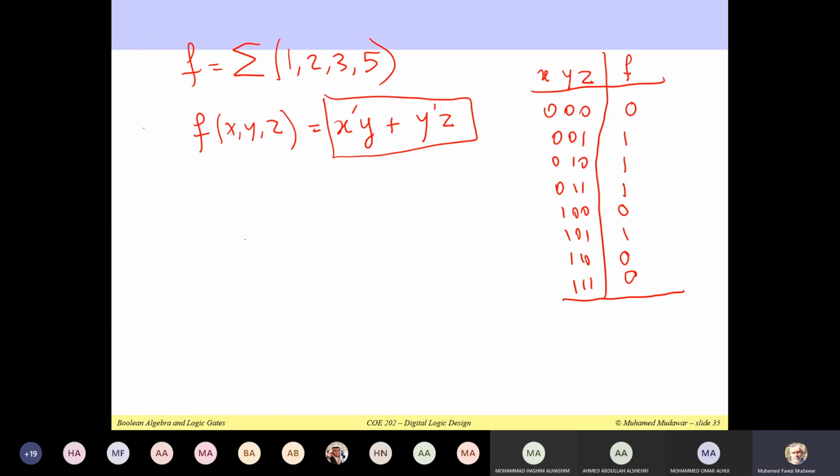Next, what do I need to do next? Well, let us obtain now. Write it as a sum of minterms. Let me show you how you can do it differently.